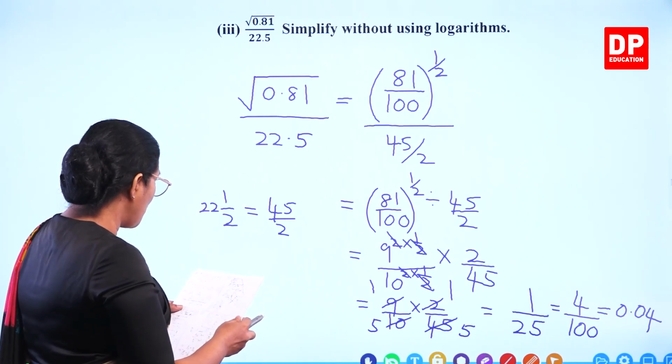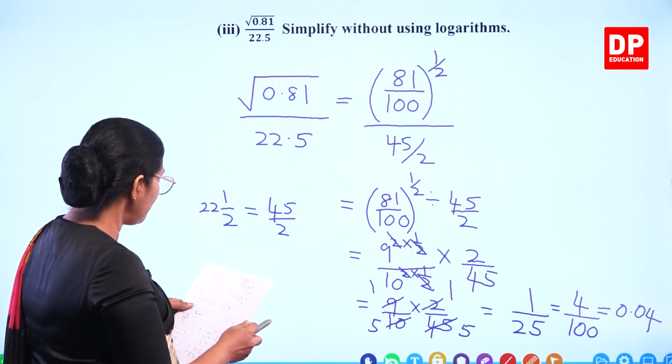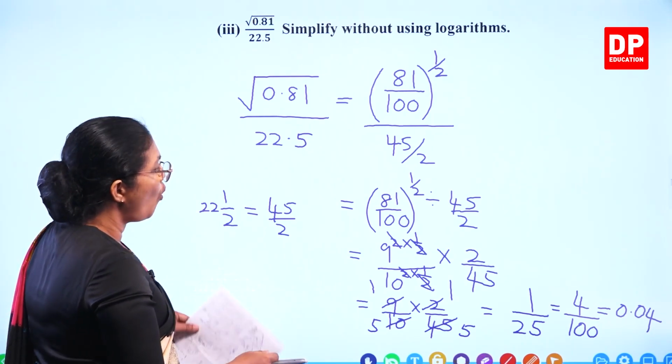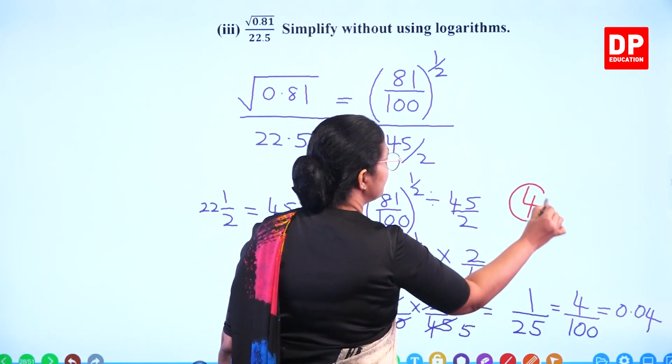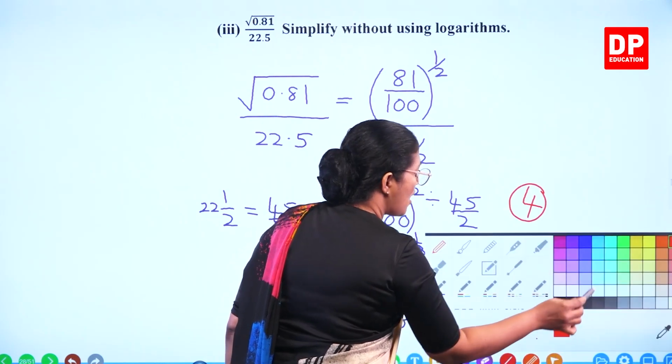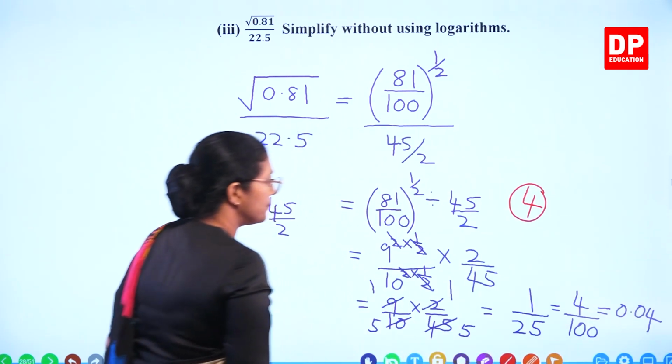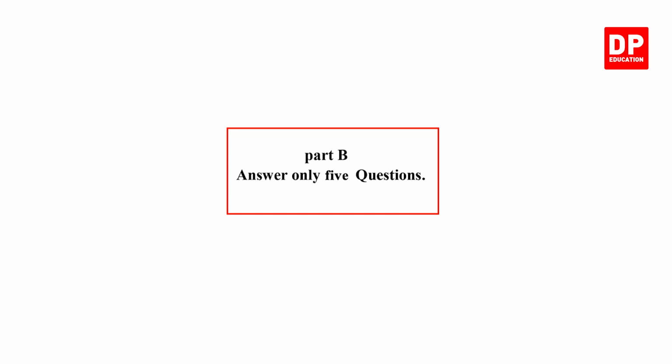So how many marks for that? You get 4 marks for the whole thing. So we gave 10 marks for the whole question. Let's do part B. Answer only 5 questions.